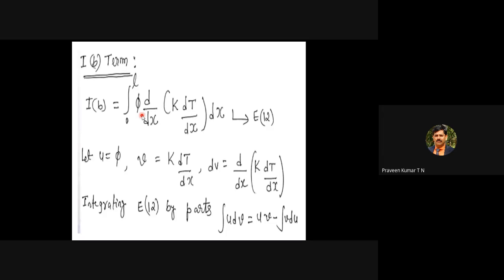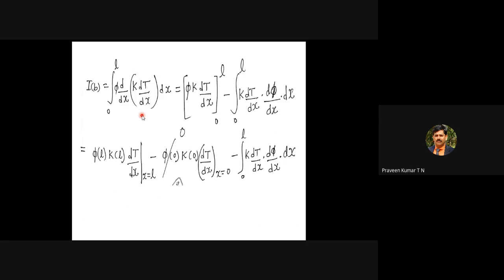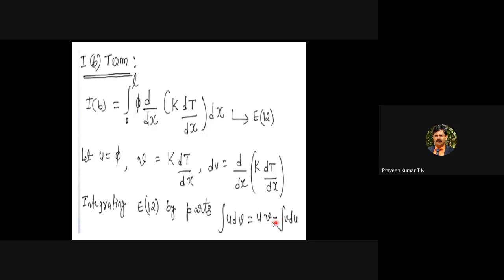So you have to integrate by parts. We have the formula for integration by parts, and once you integrate by parts, for the integral of u dv, the first term is u into v.